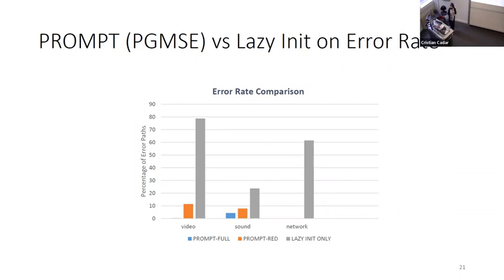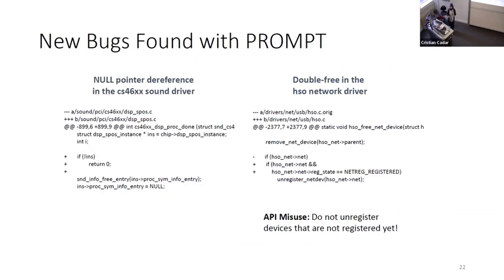So we detected 2 new bugs using PROSE. One is a null pointer reference in a sound driver, and the other one is a double free in the network driver. What is happening here is an API misuse, and they are trying to unregister a device that has not been registered yet. And these are the patches we provided.